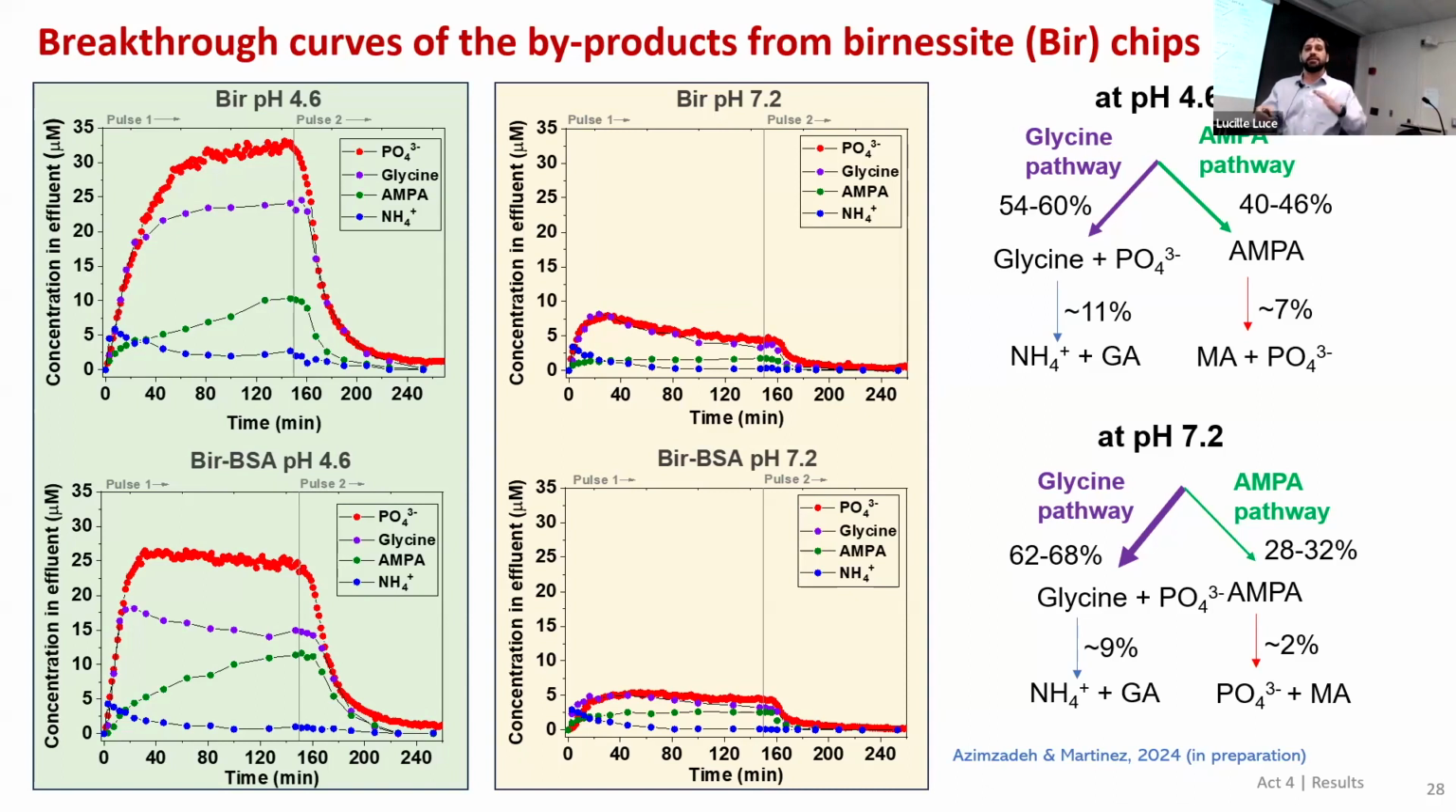With BSA protein at the surface, we see more AMPA as a pathway, a little bit of change. If it's 40 without BSA, it became 46. Here at pH 7.2, if it was 28, now it became 32. So BSA association kind of changed the pathway toward AMPA, but it's still glycine more.